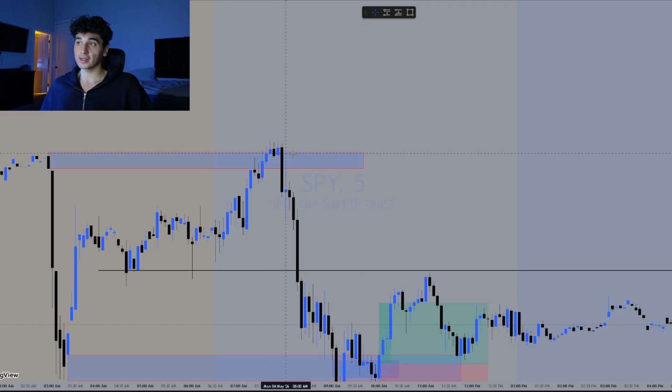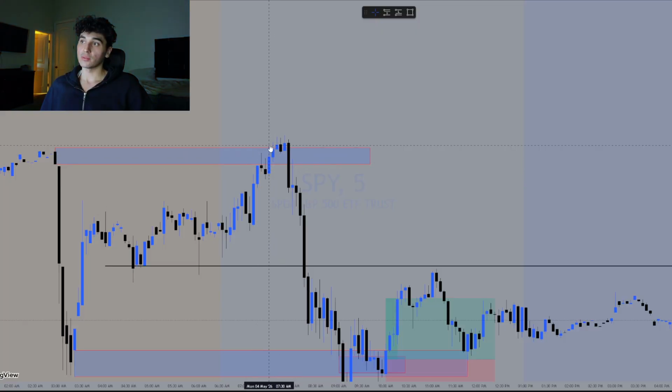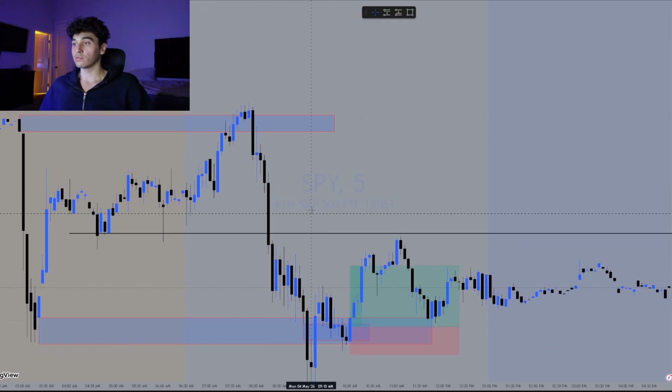That was never the case though. It respected and rejected off of this zone. Why was that the case? Because those selling orders started to come in. That selling volume started to be inputted. Therefore, we had the move to the downside, right?